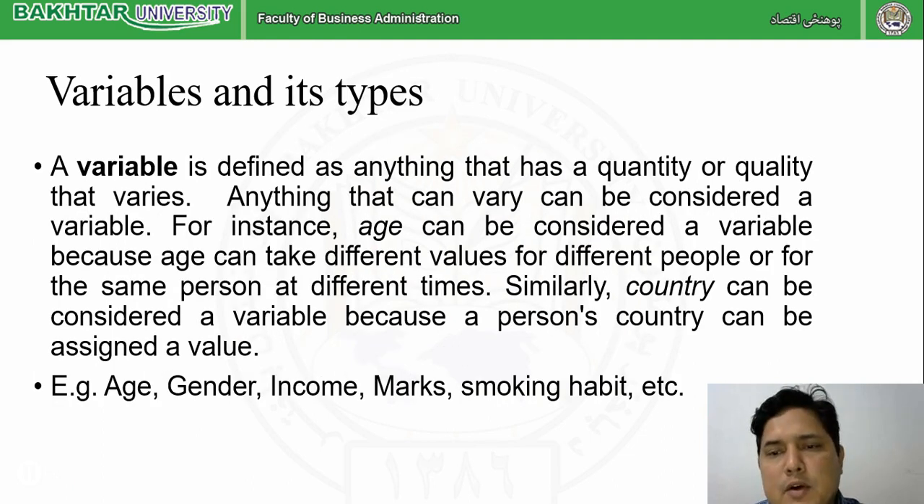Variables. Let us understand what we mean by variables. The general meaning of a variable is anything which varies, which changes from time to time, from person to person, from situation to situation. For example, the name of a person varies. The first person's name can be anything, and the second person can have a different name.